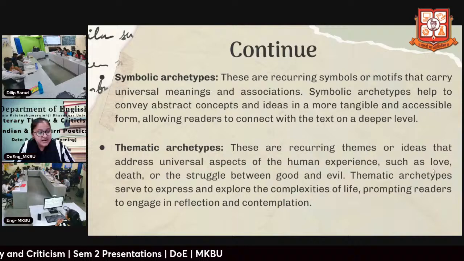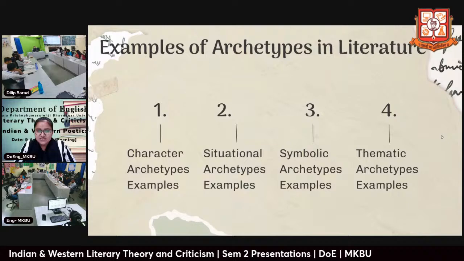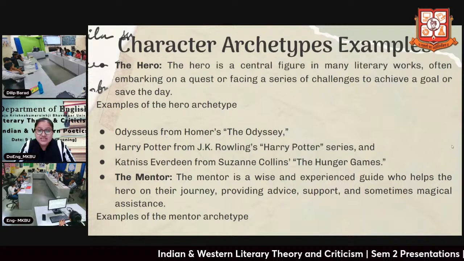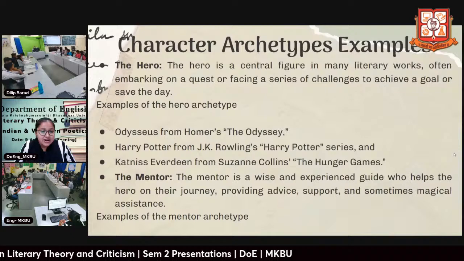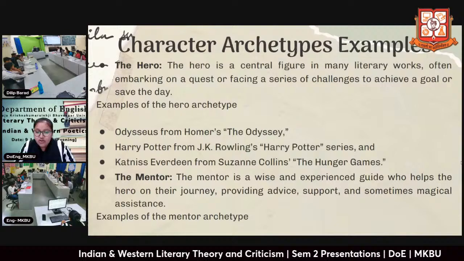Now, examples of archetypes in literature. There are four types of archetypes in literature. First, character archetypes example: the hero. The hero is a central figure in many literary works, often embarking on a quest or facing a series of challenges to achieve a goal or save the day. Examples of character archetypes: Odysseus from Homer's The Odyssey, Harry Potter from J.K. Rowling's Harry Potter series, and Katniss Everdeen from Suzanne Collins' The Hunger Games.